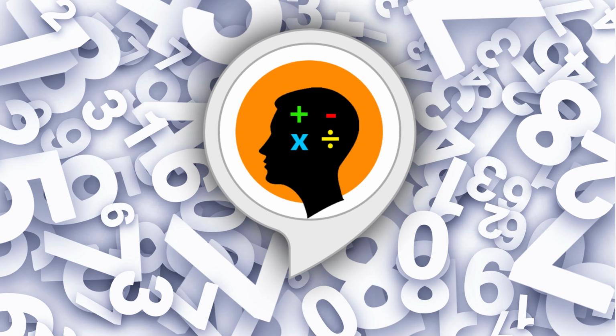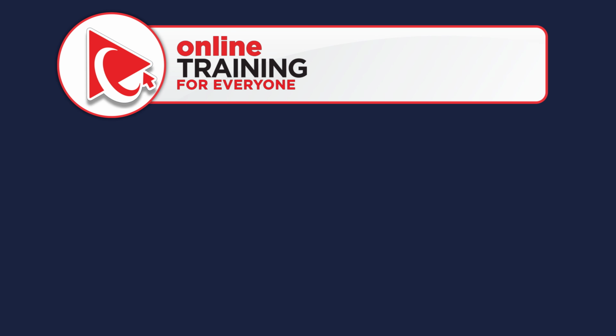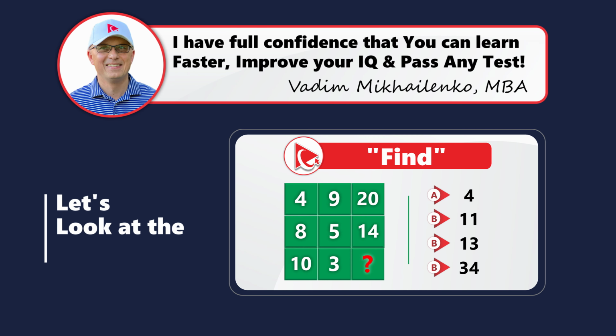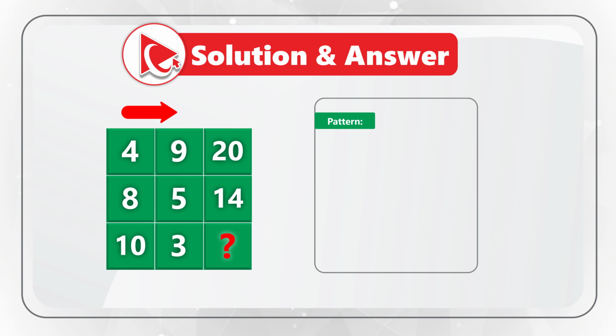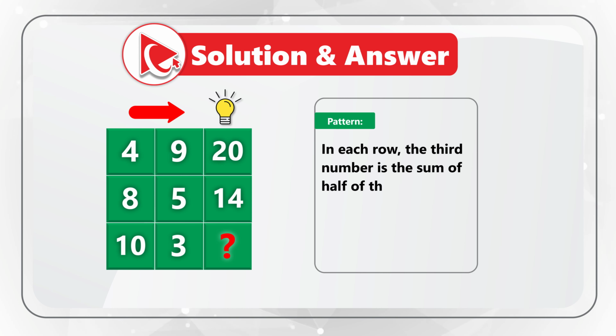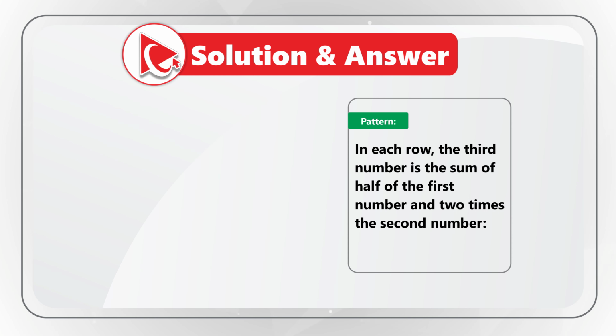I hope by now you have a good understanding of the problem and maybe paused this video trying to solve it, because on my end I'm moving forward to share with you my version of the solution. And obviously if you have a better way to solve it, please make sure to post in comments. The pattern here is that the manipulation with the left and the middle number calculates the right column's number. Basically, in each row, the third number is the sum of half of the first number and 2 times the second number. Let's look at the specific calculations.